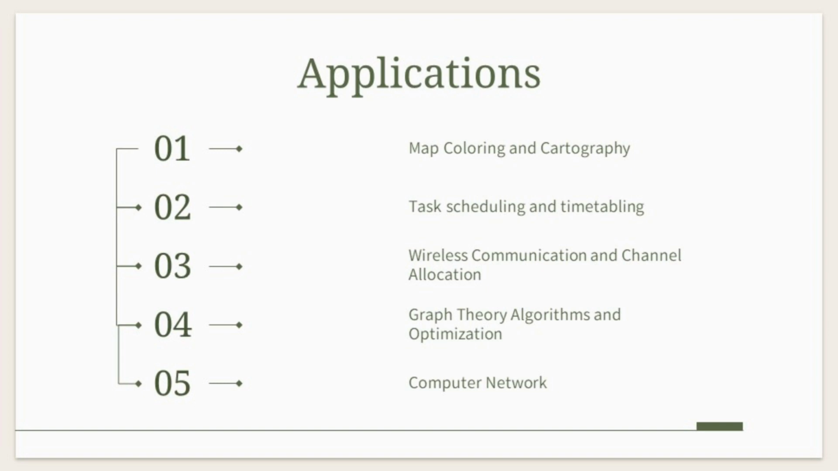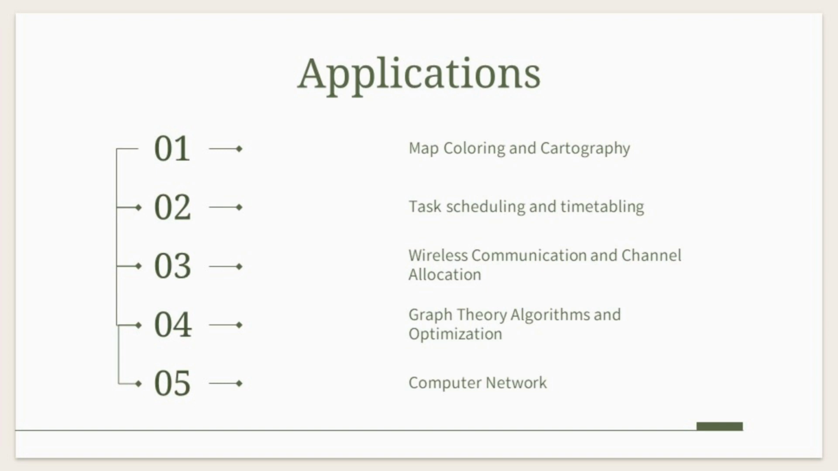Wavelength assignment in optical networks, assigning wavelengths to communication links in optical networks such that no two adjacent links use the same wavelength can be modeled as a graph coloring problem, where vertices represent links and edges connect links that share a common node.